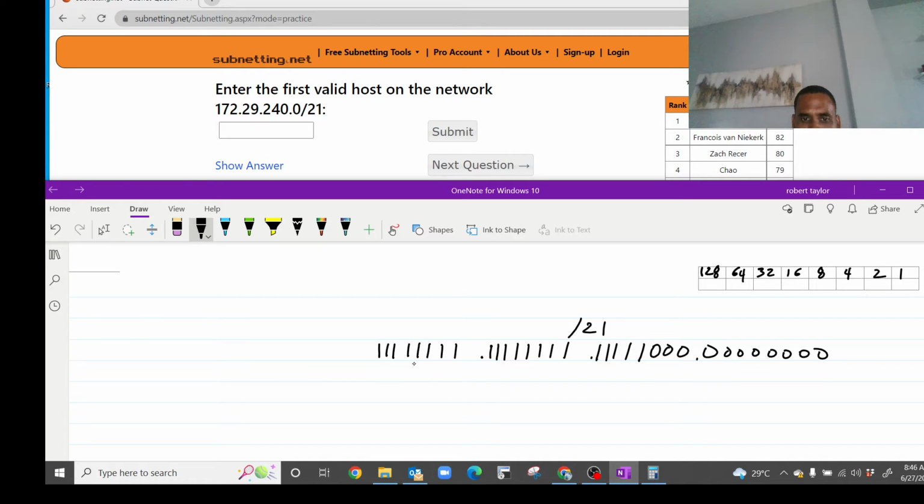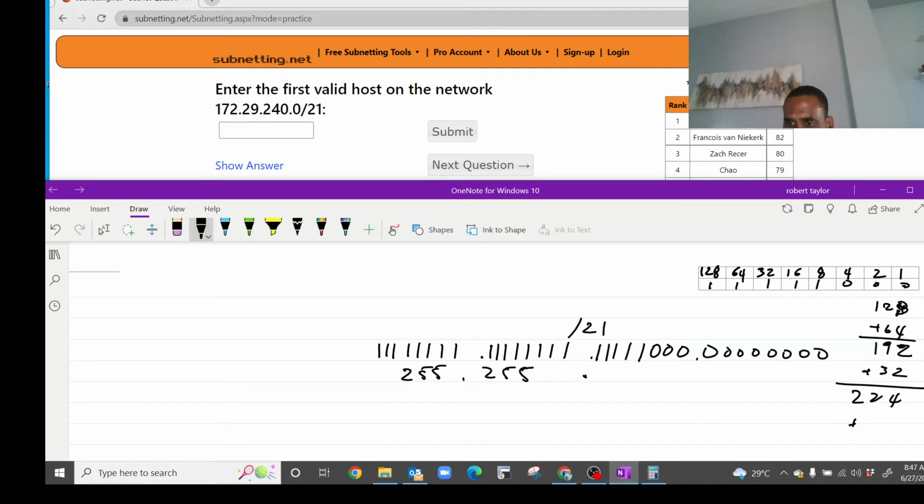So what is this in decimal? We know that the 11111111 is 255, and this is 255. So what is this? Plug it back into our formula. We need 5 ones and 3 zeros. And then we just simply add. 128 plus 64 gives us 192, plus 32 gives us 224, plus 16 gives us 240, plus 8 gives us 248. See that? So this is actually 248.0. So a slash 21 mask is 255.255.248.0. Got that? Very good.